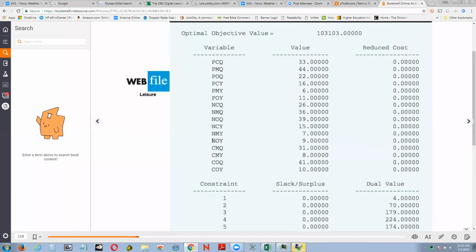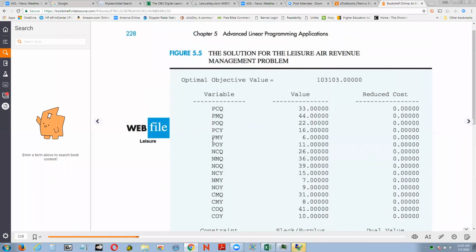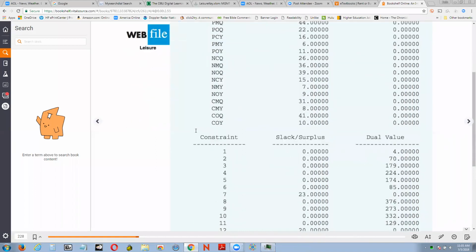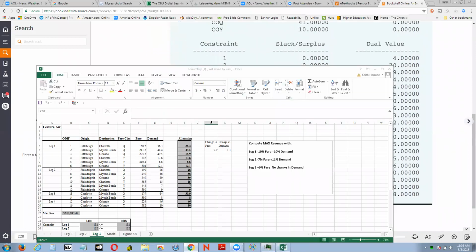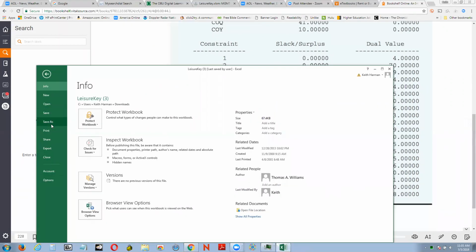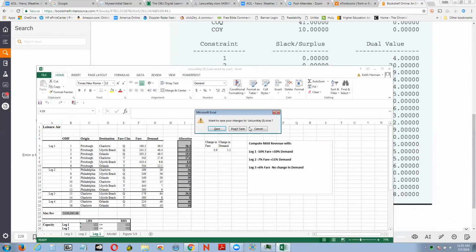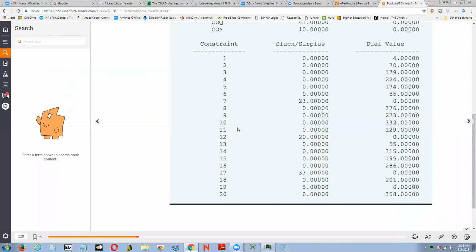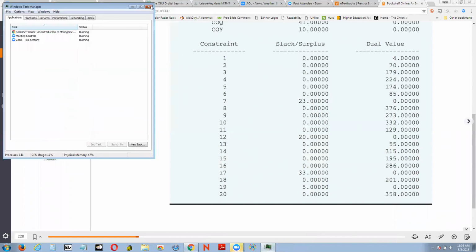Now, as you can see, the original revenue, and we've improved on it by trying some of these changes here. Okay. And I'm going to get rid of this if I possibly can. There. Now, because of Task Manager.